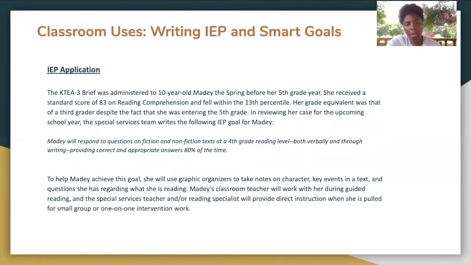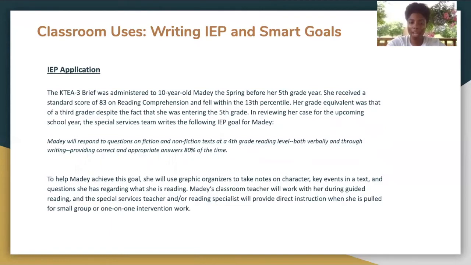So in reviewing her case for the upcoming school year, the special services team writes the following IEP goal for Maddie: she will respond to questions on fiction and nonfiction texts at a 4th grade reading level, both verbally and through writing, providing correct and appropriate answers 80% of the time.